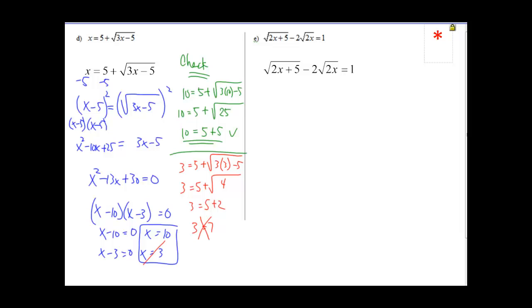Okay. So we're going to cross out the 3. The 10, x equals 10 is our answer. One actual solution, one extraneous solution.